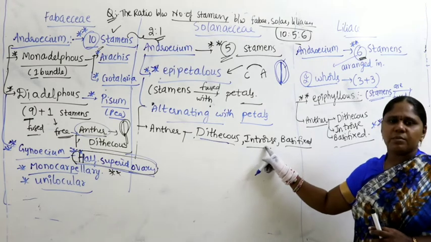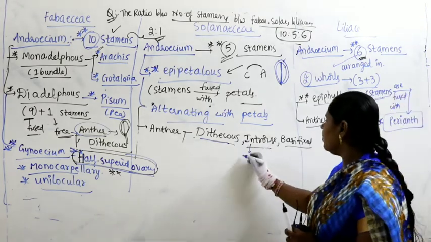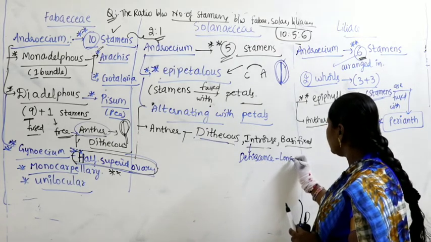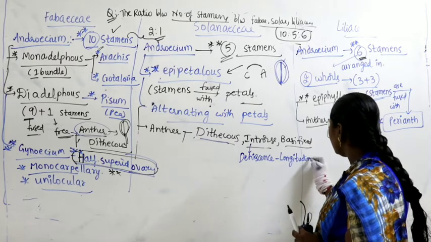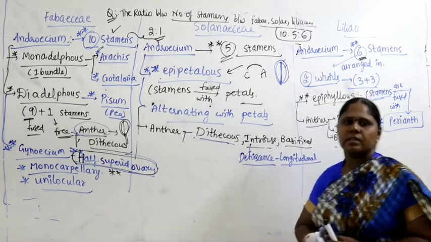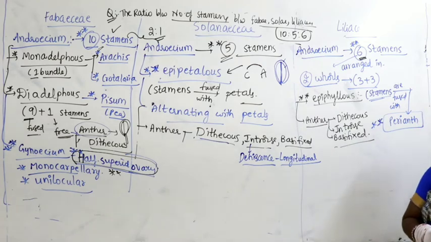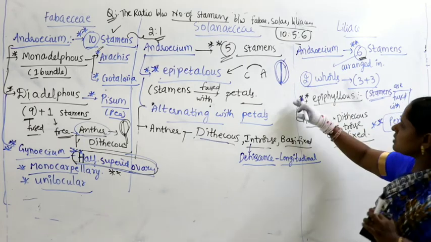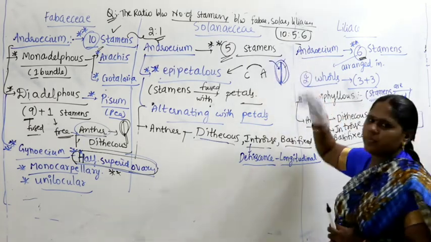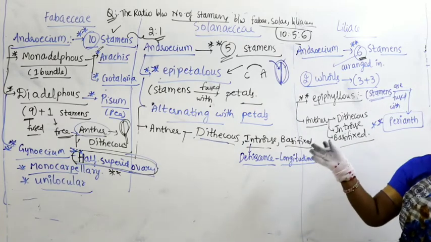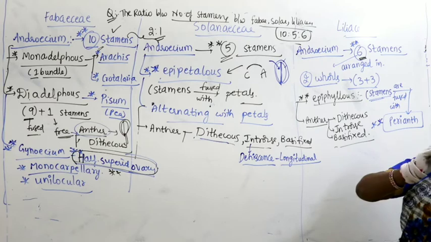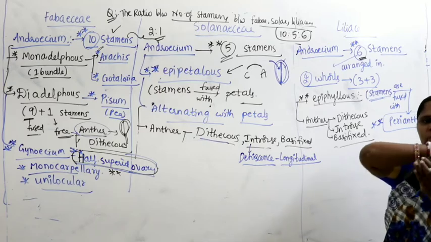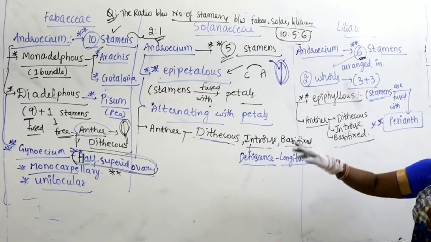And introrse, what is the meaning of introrse? Introrse speaks about dehiscence. Sometimes we write longitudinal dehiscence. What is longitudinal dehiscence? Longitudinal dehiscence means it cuts longitudinally like this, and the opening is from the outer to the inner side. The outer layers break and open, then the inner layer opens. So the opening is from the outer side to the inner side. It is called introrse. Longitudinal means it breaks like this, exactly like a half.